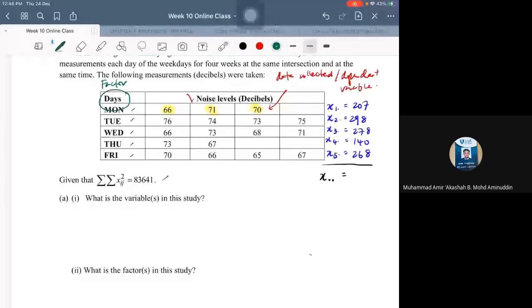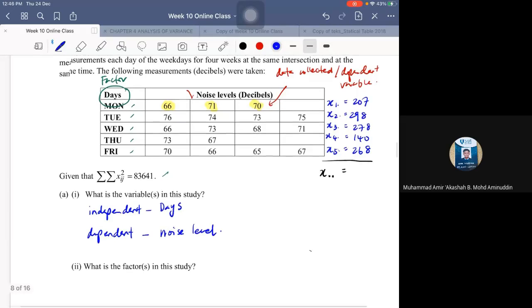Usually the question should state which one it asks for, independent variable or dependent variable. Let's put both for this case. The independent variable is going to be our factor, which is the days. And the dependent variable is going to be the data that we collected. What data do we collect? It's the noise level. So that is going to be the dependent variable.